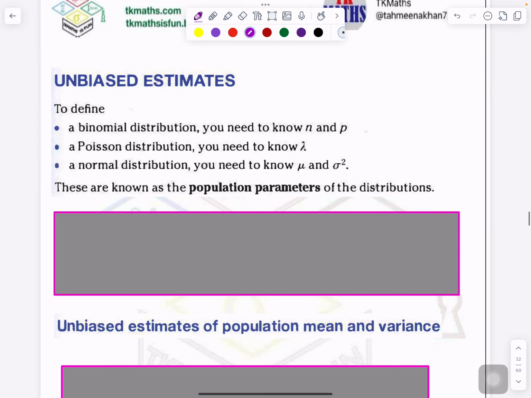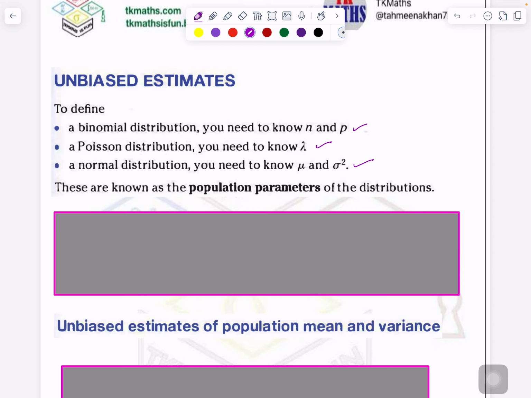So what is the meaning of unbiased estimates? First of all, we need to understand that. We have seen in the binomial distribution, we need two parameters, which are n and p. In Poisson distribution, it is lambda. And in normal distribution, it is mu and variance. These are the population parameters.